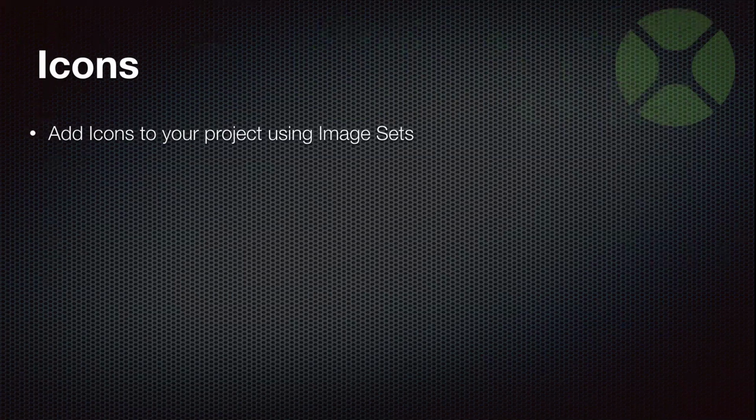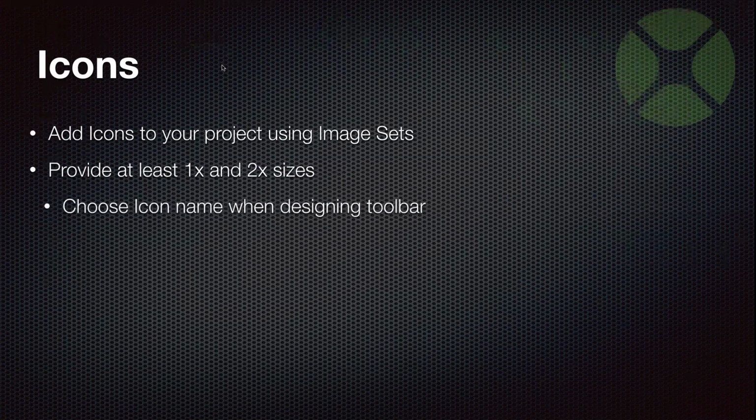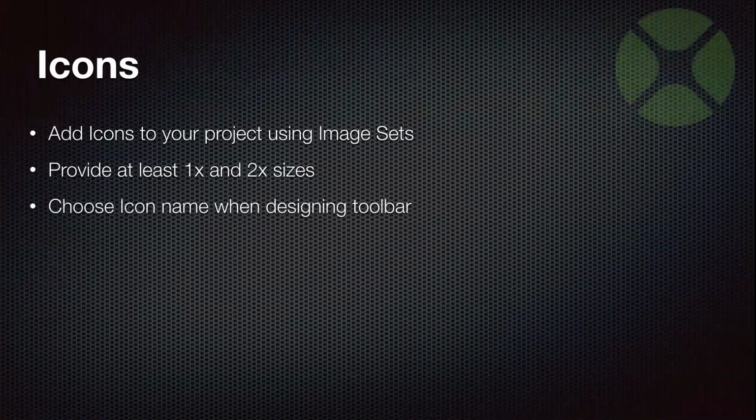If you're doing a toolbar, you're probably going to want icons so that they look nice. And you can add icons to your project using image sets, just like with desktop and iOS projects. You want to provide at least 1x and 2x sizes so that your images look their best on standard screens and on Retina or high DPI screens. And then once it's in your project, you can just choose from the list of icons in your project which one to use with a particular toolbar button.